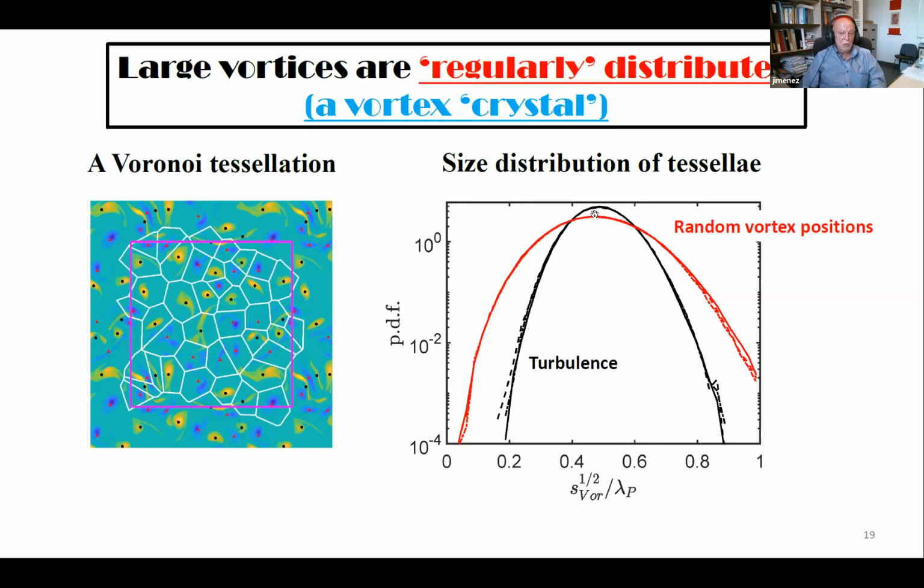You compare this to doing the same experiment with a random set of the same number of points. The random set is wider. So this turbulence is more organized, more crystalline than the random superposition of vortices. If this were really completely organized, it would be a delta function. It's not a delta function, but it's narrower than a random distribution.